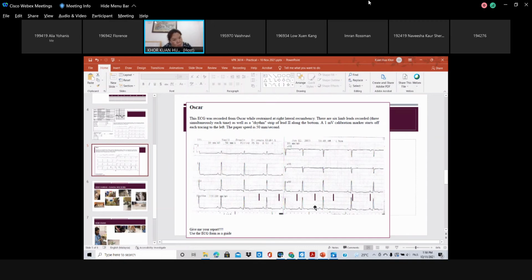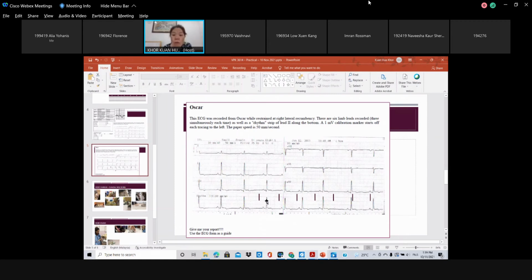So if this paper speed is 50 millimeter per second, you want to count how many boxes? 30 boxes. So in that 30 boxes, you get how many complexes? Five complexes. Okay, so let's say if I've already put here, I was doing my own calculation just now.